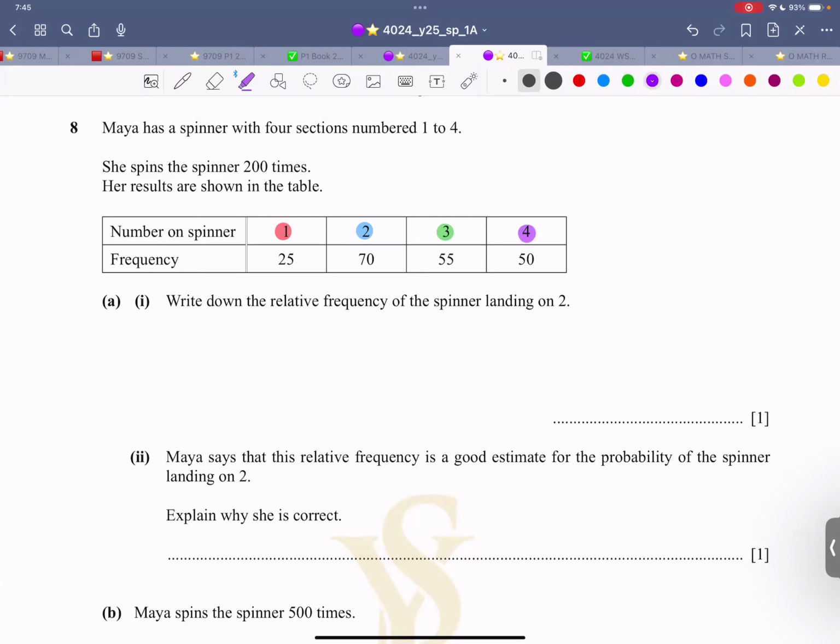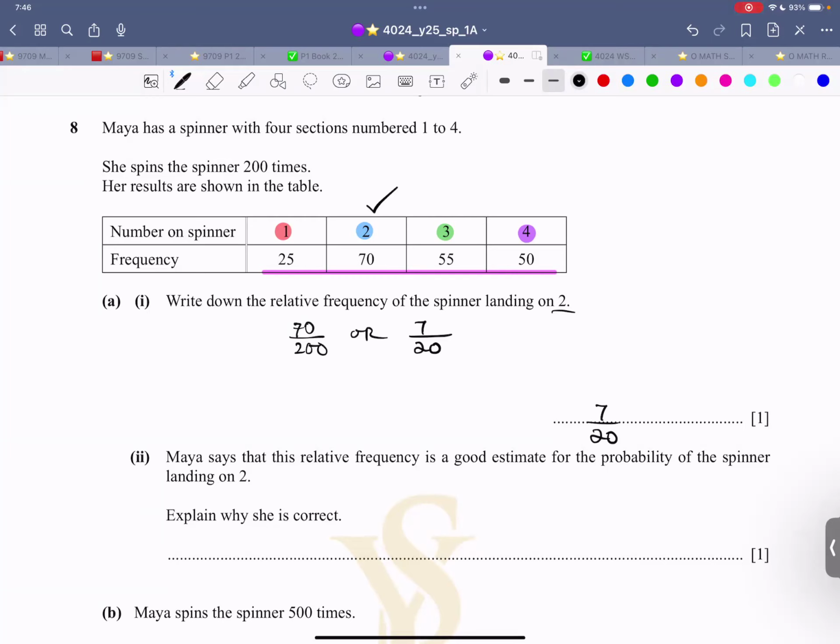She spins the spinner 200 times. So the sum of all these things over here, that is 200. That's the sum of frequency. Write down the relative frequency. Relative frequency is just like probability of the spinner landing on 2. So this is 70 over 200. That is 7 over 20. And just write down 7 over 20. That is good. Now, someone can ask this question, is it necessary to write in fractions?